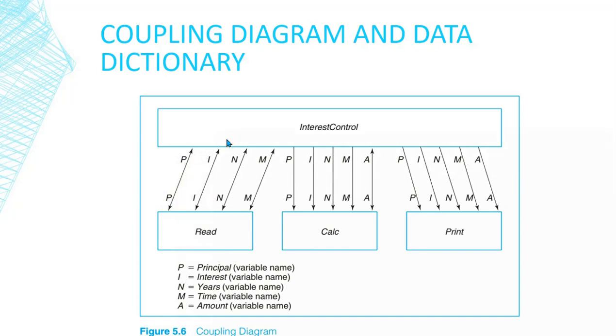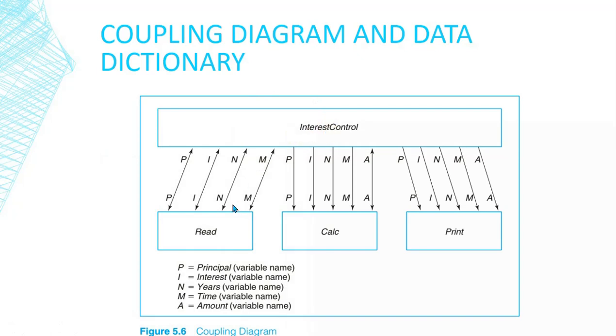Then it will be changed in interest control. So if the user inputs the principal 2000, then the principal in interest control will be 2000. So the interest control will pass all these parameters by reference because they need to be filled in the read module. Okay. So when we read the principal, the interest, the number of years, and the time, it will be changed in the calling module, interest control.